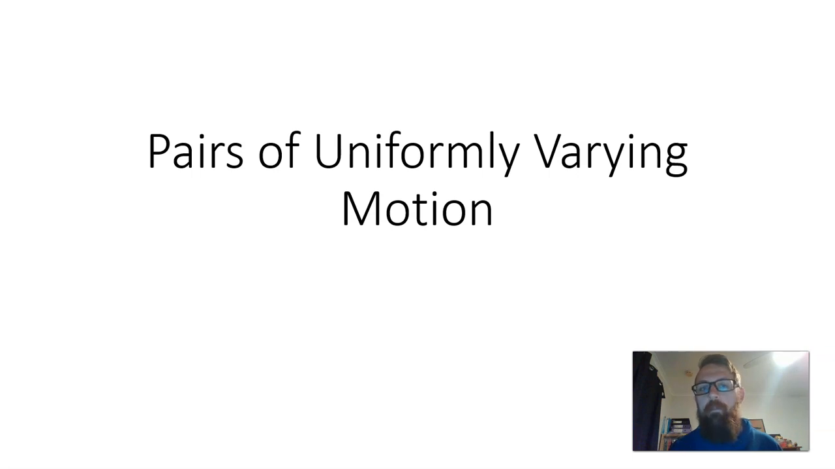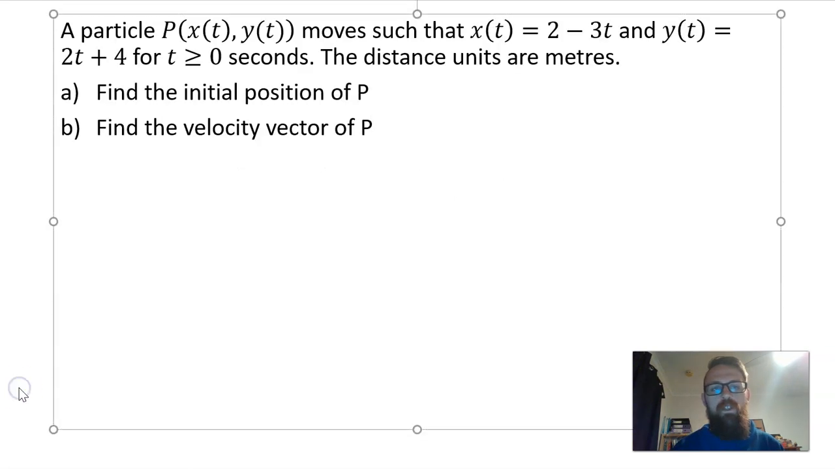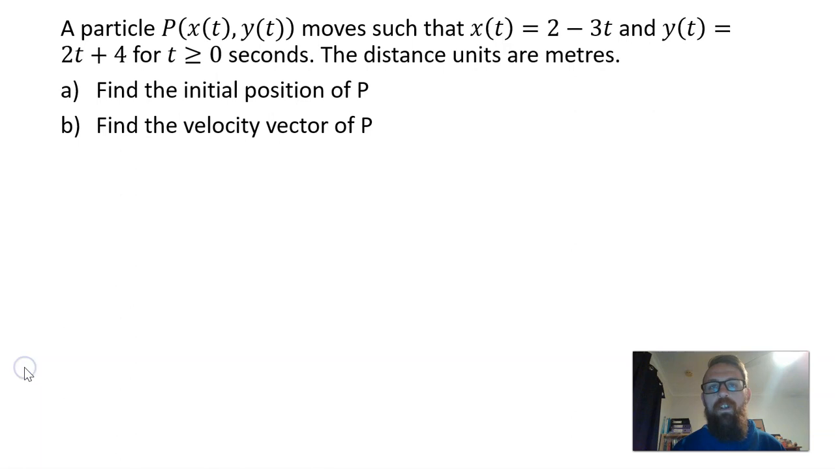All right, so today we're going to have a look at pairs of uniformly varying motion. Basically, this is a set of parametric equations, but those parametric equations are going to be linear. They're not going to be quadratic or cubic or anything larger. They're going to be linear, so they uniformly vary with each other. So we're going to have a look at an example first. I think that's the best way to look at this stuff, just jump straight into an example.